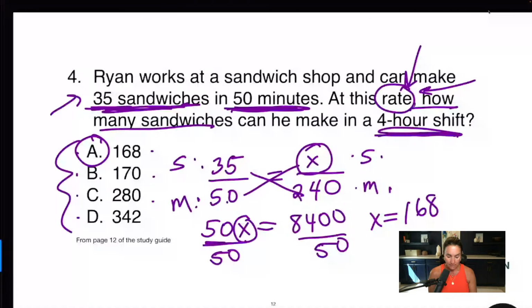It's quick. Sandwiches over minutes equals sandwiches over minutes. I don't know how many sandwiches I can make. And I know that I'm working 4 hours. That's 240 minutes. Sandwiches over minutes, matchy, cross multiply, solve for X. All right. And we get 168.